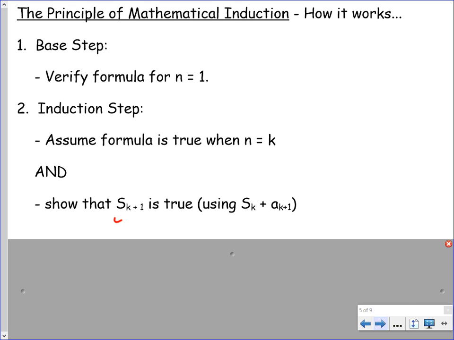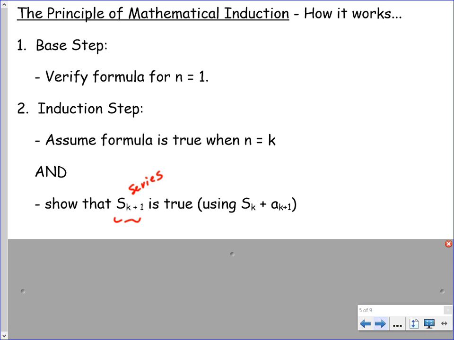Now notice I'm using this notation S sub k plus 1. That's a little bit different than what we did in our homework assignment where we were doing P sub k plus 1. So the idea here is we've just finished sequence and series. When we use a capital S with the subscript notation, we're implying series. So we want to show that the sum of the first k plus 1 terms is this formula, okay, and that the truth of the previous one implies the truth of the next one.